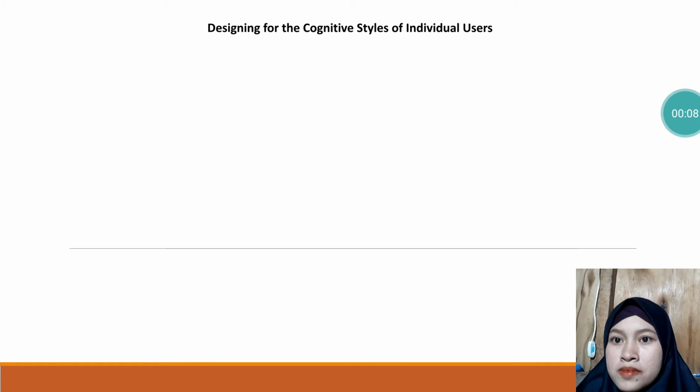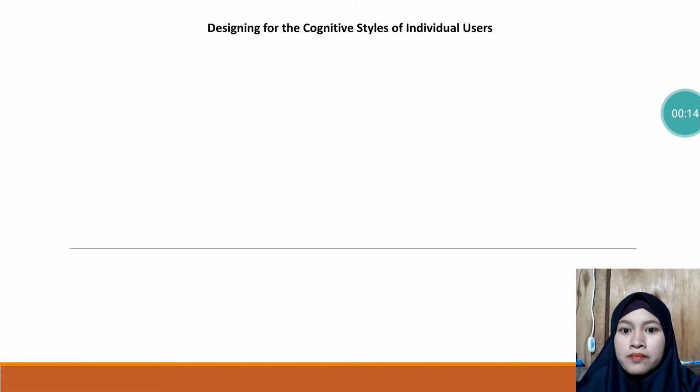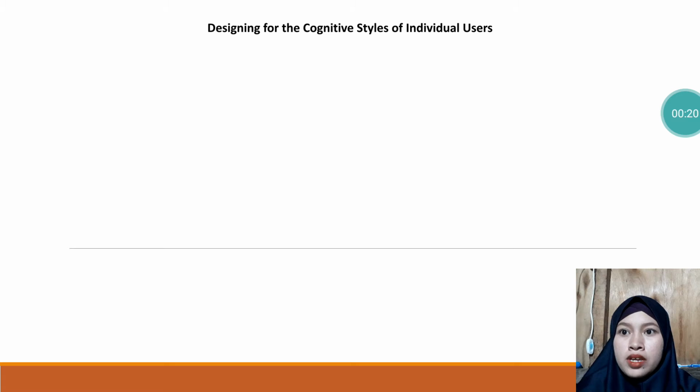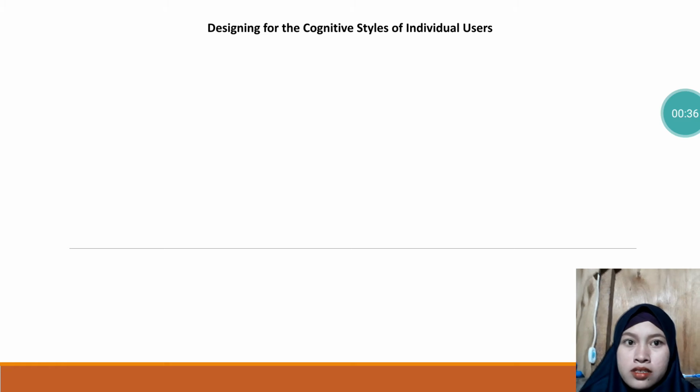Designing for cognitive style of individual. First, what is cognitive style? Cognitive style or thinking style is a concept used in cognitive psychology to describe the way individuals think, perceive, and remember information. Cognitive style differs from cognitive ability or level, the latter being measured by aptitude tests or so-called intelligence tests.